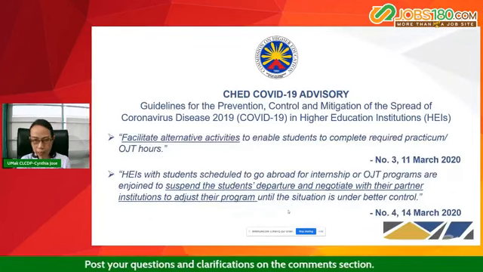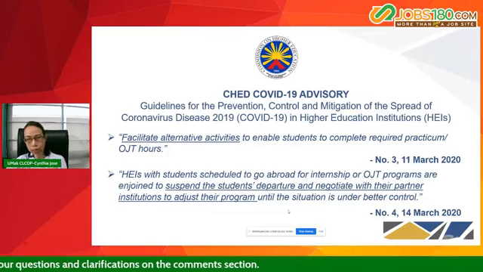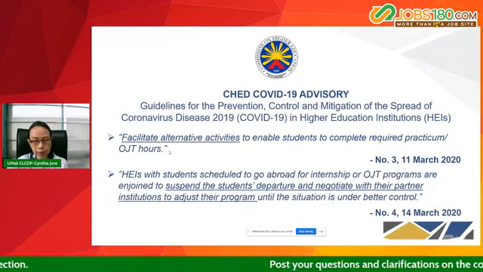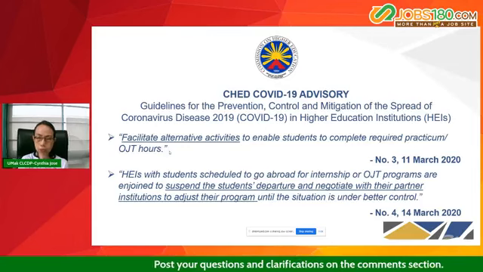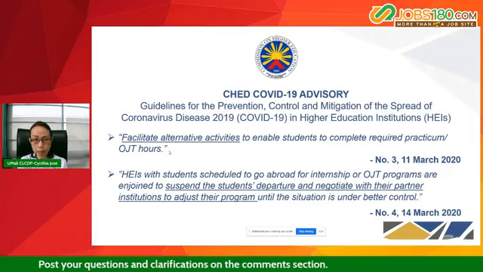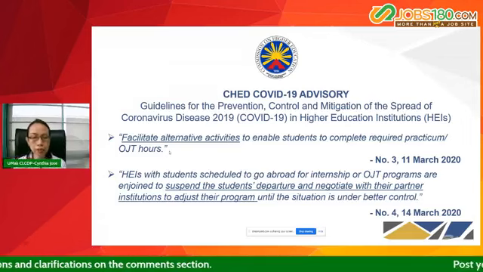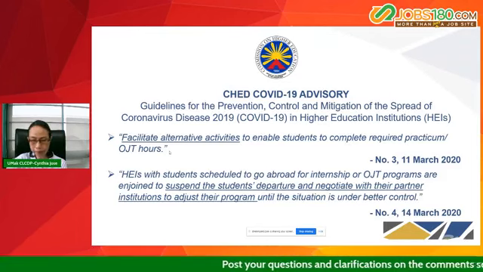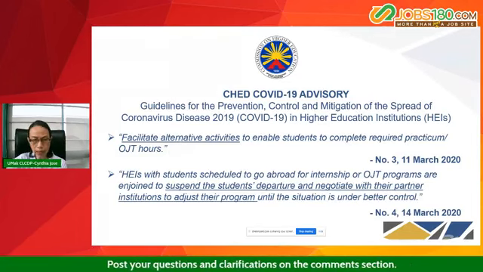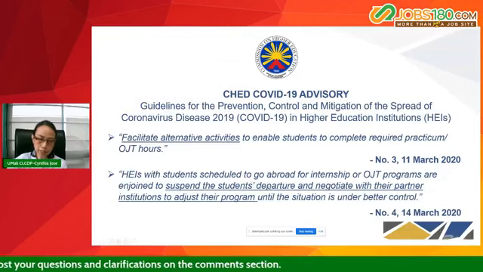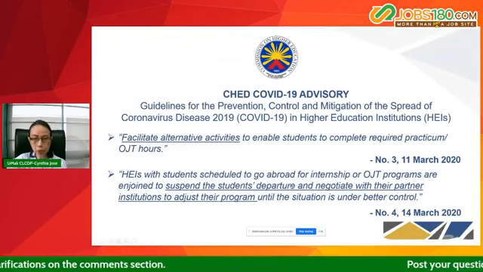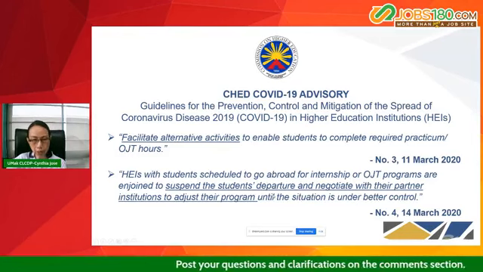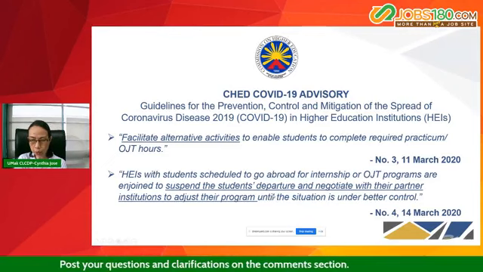And then soon after that, nag-release ulit ng another advisory ang CHED. So sabi, facilitate. Again, they emphasize facilitate alternative activities. Kasi kung ipo-pull out nga naman na yung mga estudyante from the companies, de kailangan gawan ng alternative activities yung mga estudyante para matapos nila yung required OJT hours. And then a few days after that, sabi nila, they also emphasize na bawal, hindi na pwede yung student abroad internship. So suspended then all departures and to negotiate with the partner to adjust the program. So this was 2, 3, and 4.